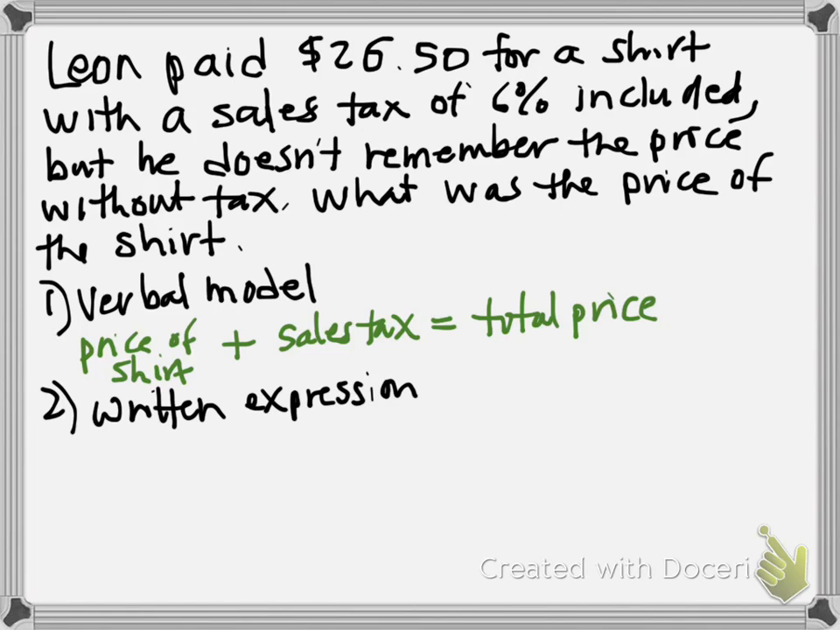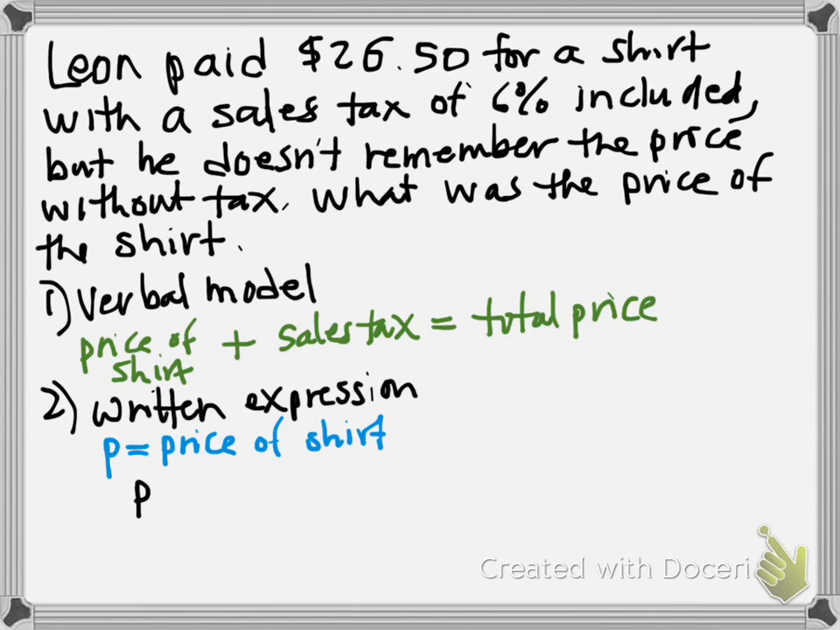So first thing I need to do is come up with a variable. So let P represent the price of the shirt. That way we can all write the same equation. So to translate price of shirt into our written equation, what are we going to write? Yeah, P represents the price of the shirt.